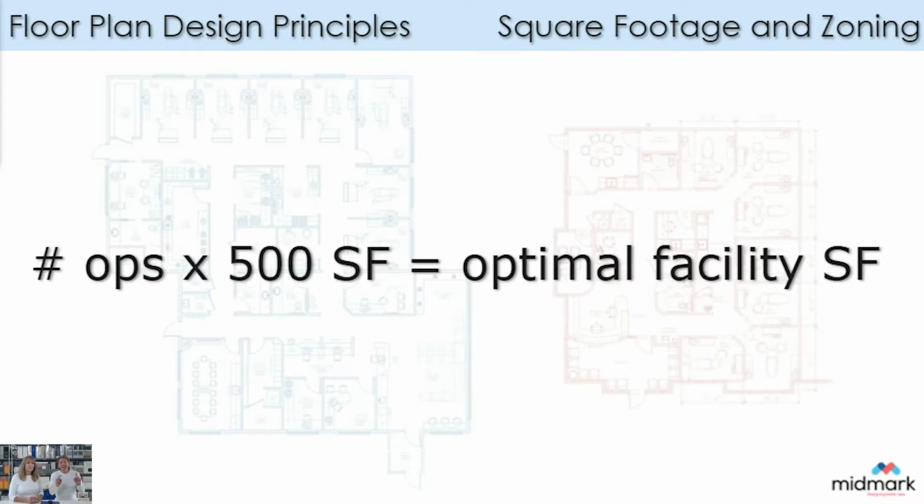So that's one, taking optimal square footage. So all of you that are pondering any kind of project, remodel, new ground-up building, lease, take the number of ops times 500 square feet. That's your starting point, somewhere around that square footage.